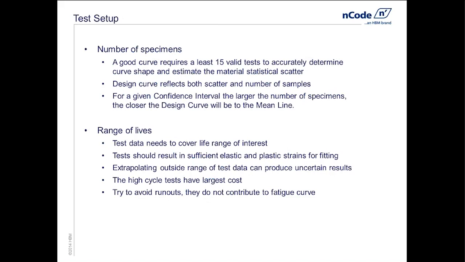Besides the number of specimens, we also have to specify the range of lives that those specimens should cover. We need to make sure that we have tests that cover the entire range of life of interest for our part. When we develop these strain life curves, we're actually doing separate fits in the low cycle versus the high cycle regime, and we want to ensure that we have enough data points in both regimes, elastic and plastic.